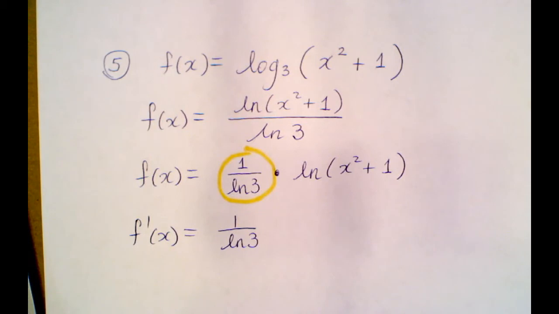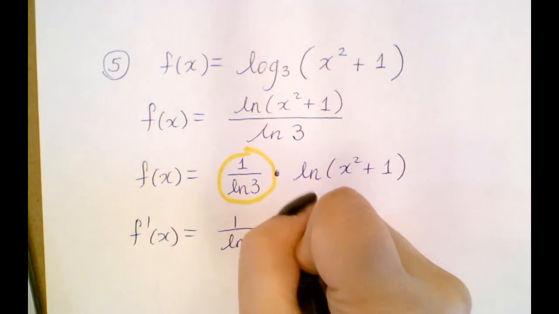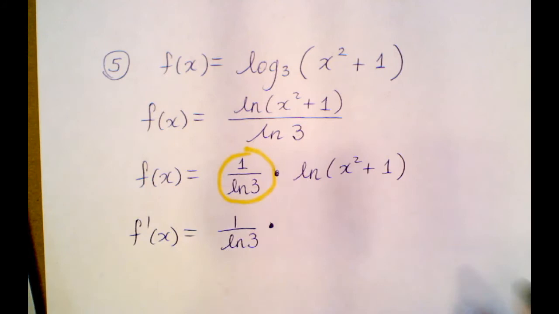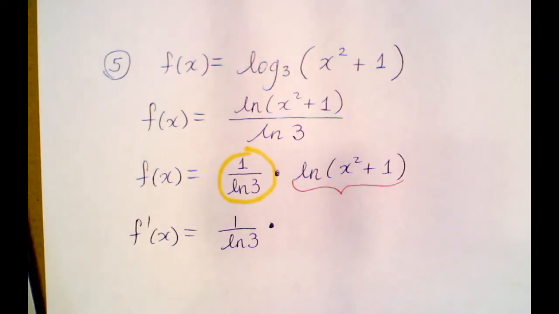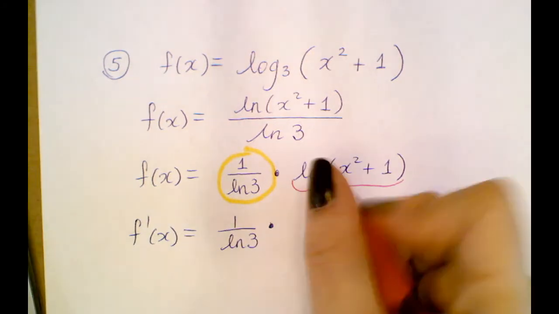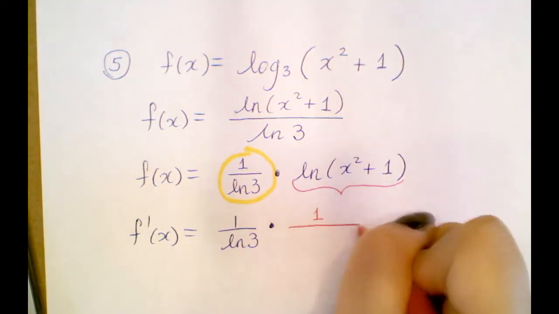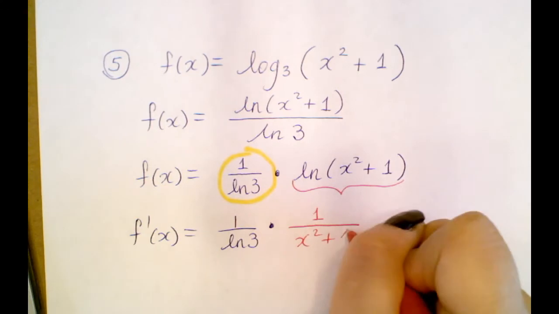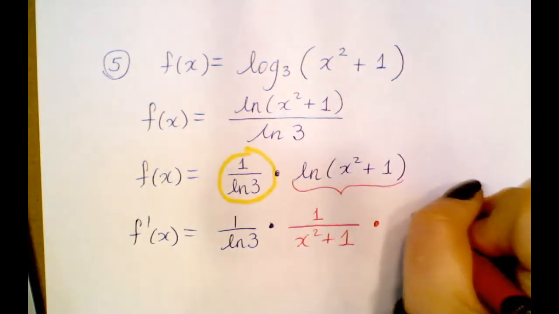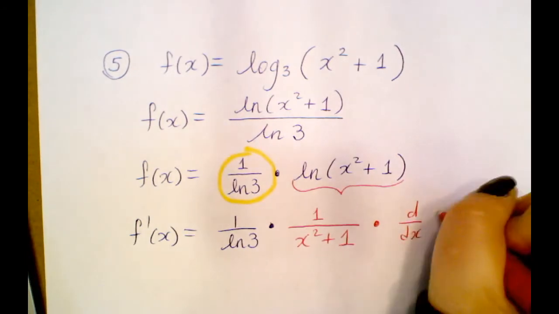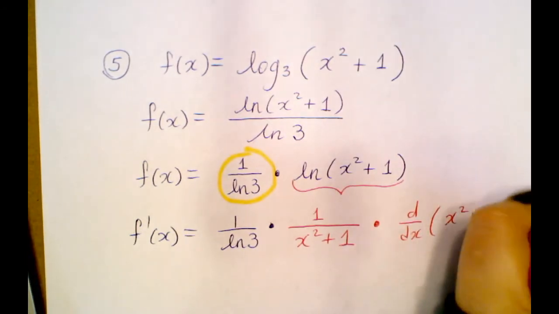1 over ln 3 times. Now, let's take the derivative of this one. The derivative of natural log of x squared plus 1. You do need a fraction that has 1 over x squared plus 1. But remember to take the derivative of the inside part. We gotta multiply this by d/dx of x squared plus 1.